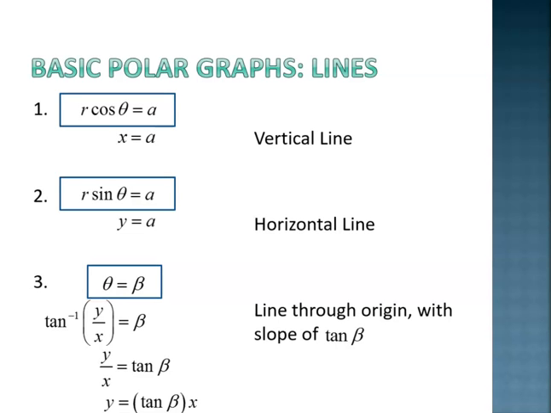We're so used to thinking about lines in terms of the y-intercept and this m, the slope. Now instead of that, we're thinking of it as theta equals beta, which means whatever that angle measure is, that's the angle at which the line sits. We're so used to thinking of slope in rectangular coordinates as change in y over change in x. Well, remember that tangent is really just y over x, so that does in fact give you the slope.